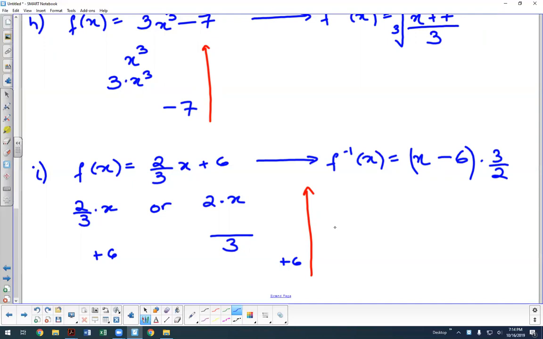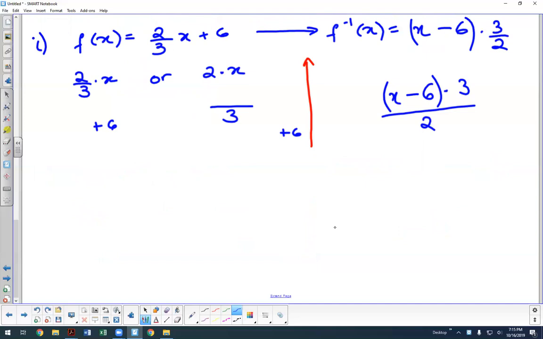Now, if you're looking at this individually, obviously you're still going to get the same result. We start by subtracting the 6 first. Since 3 was being divided, that means 3 is being multiplied. And then since 2 was being multiplied, that means 2 is being divided. And like I said, you're still going to end up getting the same result. But if you want to break it down into multiple steps, you can.